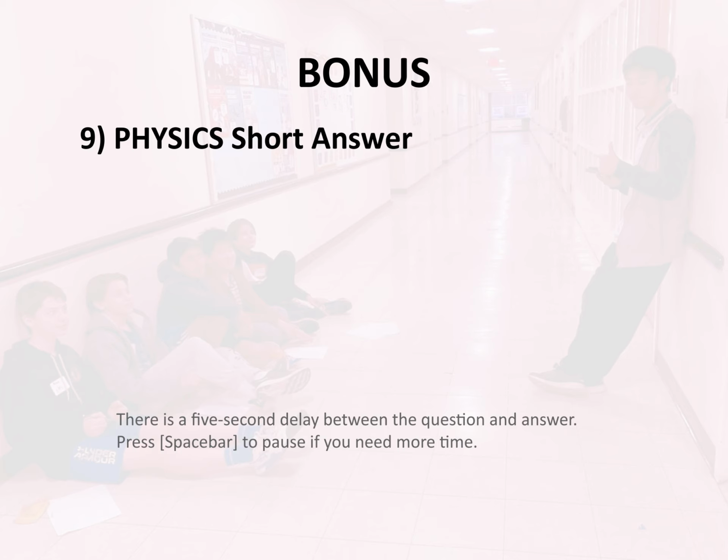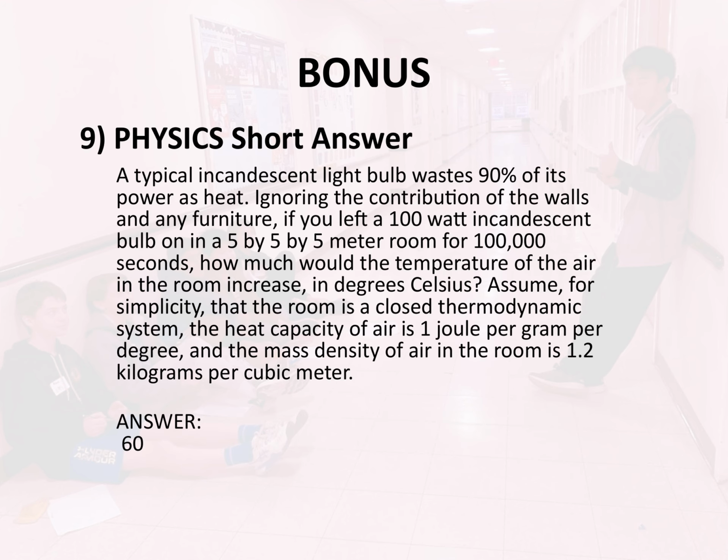Bonus 9. Physics. Short answer. A typical incandescent light bulb wastes 90% of its power as heat. Ignoring the contribution of the walls and any furniture, if you left a 100-watt incandescent bulb on in a 5 by 5 by 5 meter room for 100,000 seconds, how much would the temperature of the air in the room increase, in degrees Celsius? Assume, for simplicity, that the room is a closed thermodynamic system. The heat capacity of air is 1 joule per gram per degree, and the mass density of air in the room is 1.2 kilograms per cubic meter. Answer: 60.